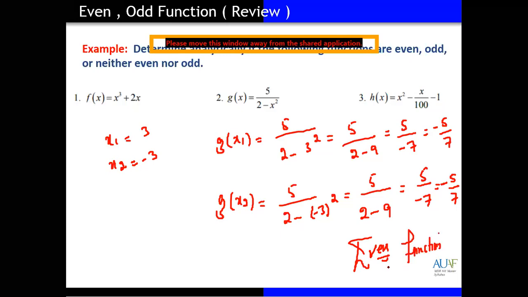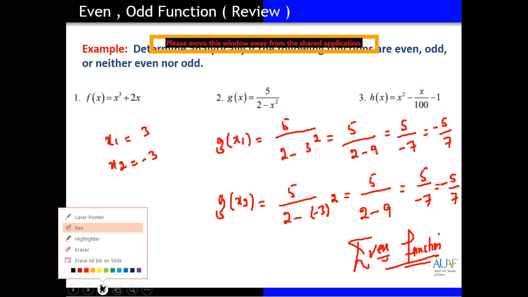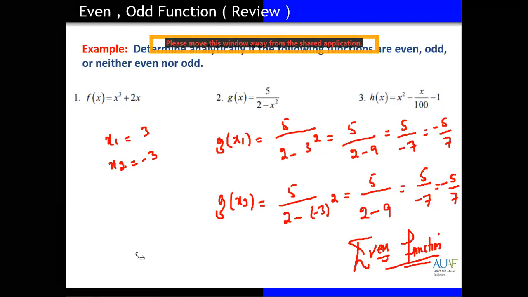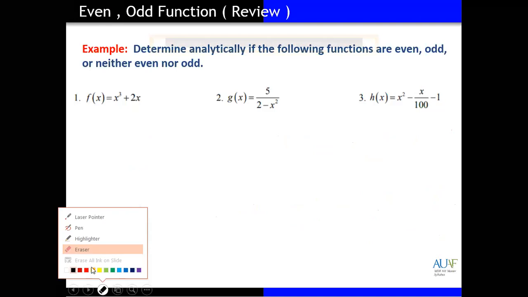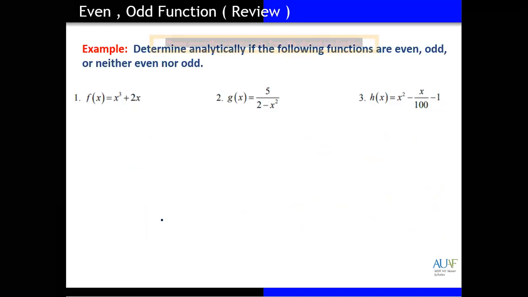The third is neither odd nor even. Yes, the third function is neither odd. So how can we prove the third one? Let's prove the third one. We have function h of x. H of x equal to x square minus x divided by 100 minus 1.